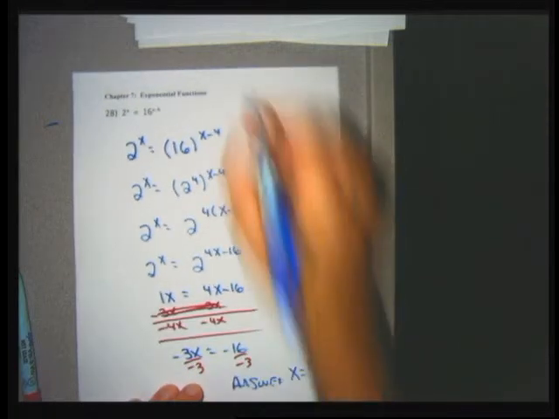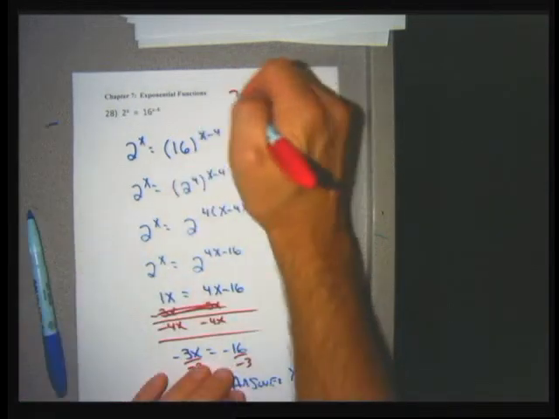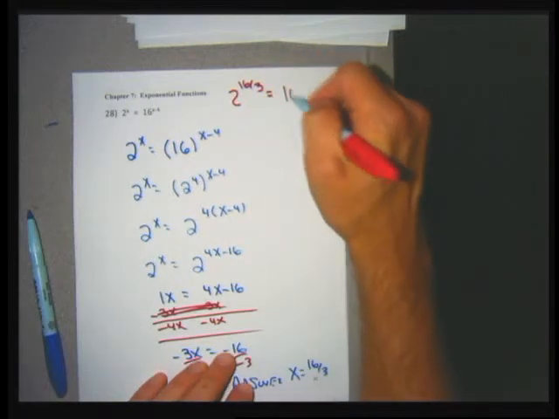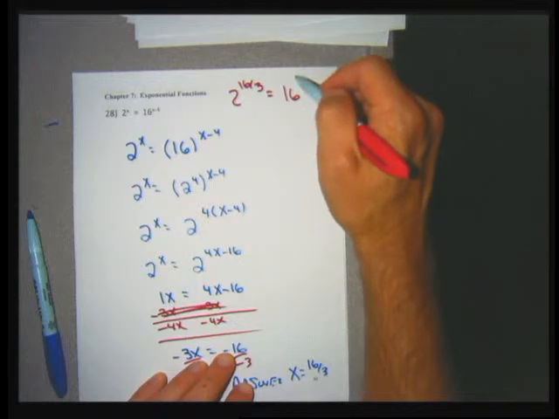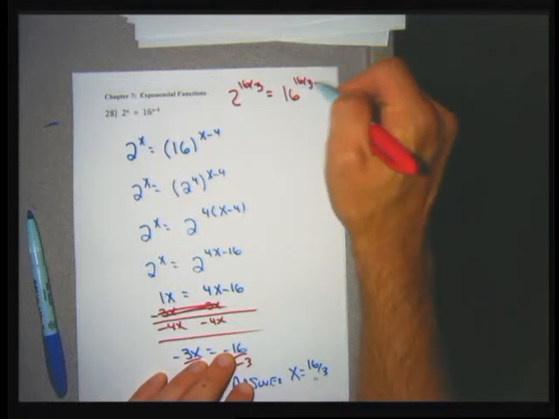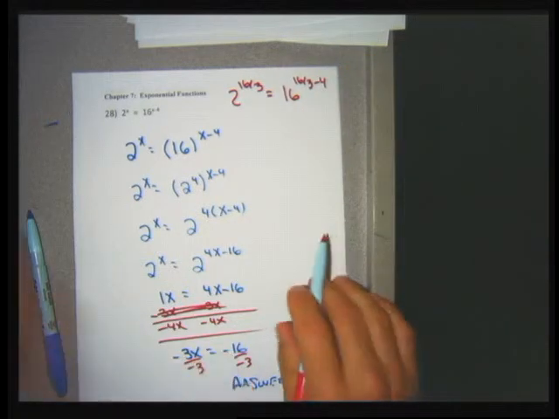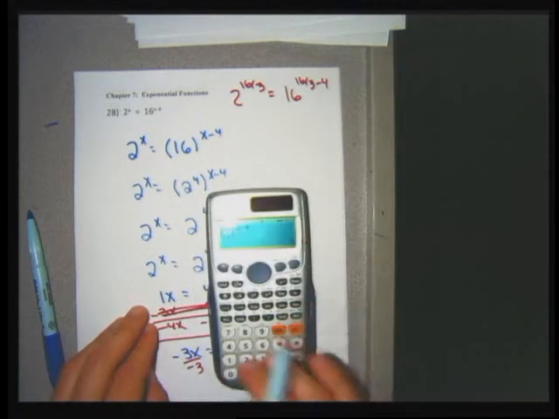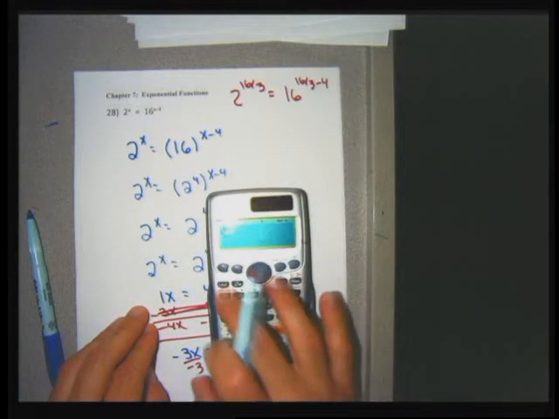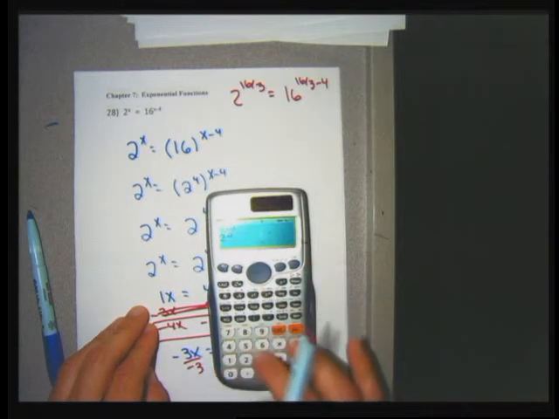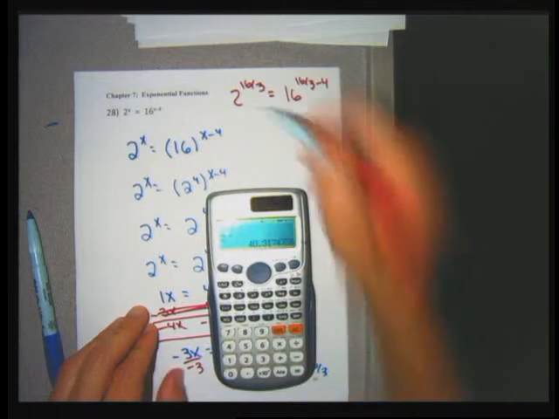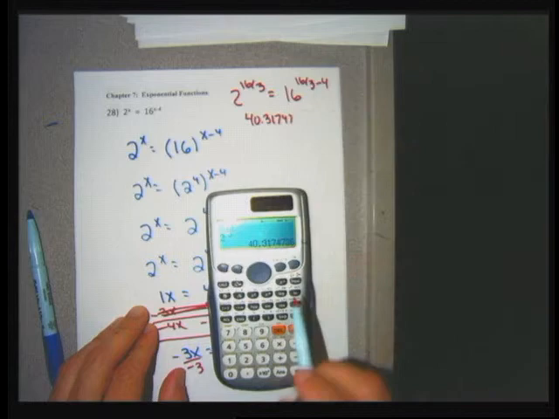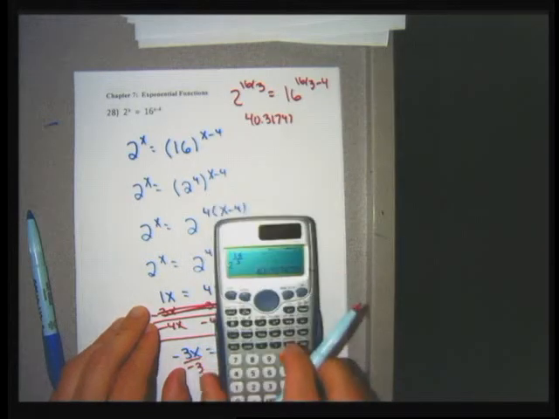So I'm going to check it. I'm going to, on the left side, see if 2 to the 16 over 3 power equals 16 to the 16 over 3 minus 4 power. I think these are going to be horrible decimals, but it's okay. So for the left side, 2 exponent fraction 16 over 3. I'll write just a couple decimals. This is 40.31747. And then hopefully the right side comes out to be the same.